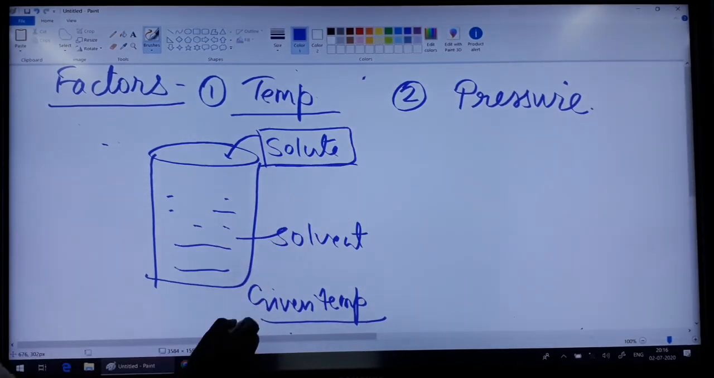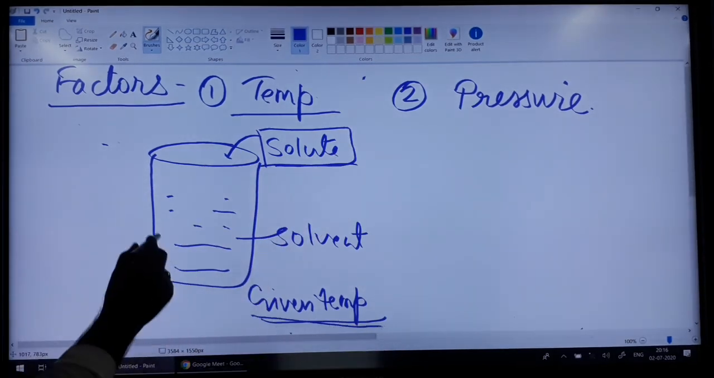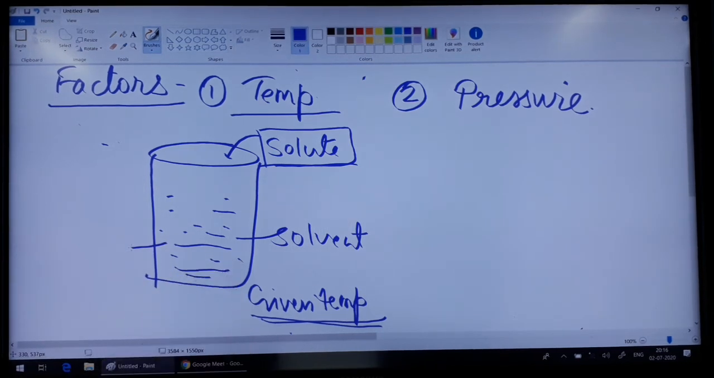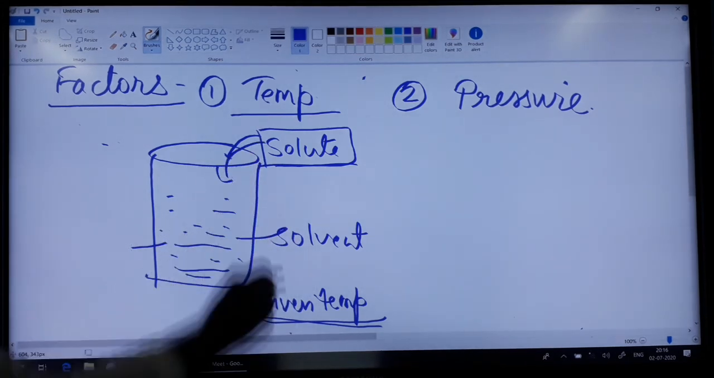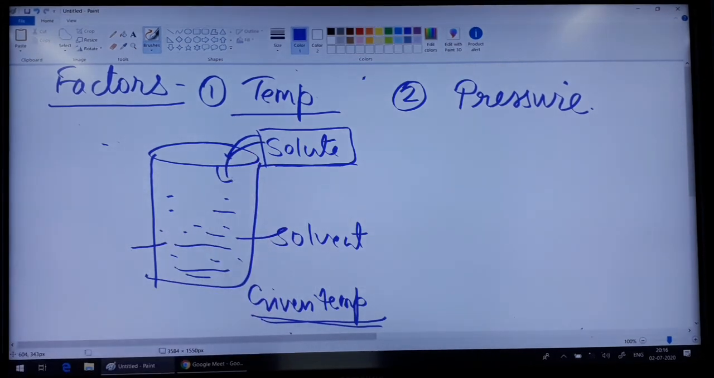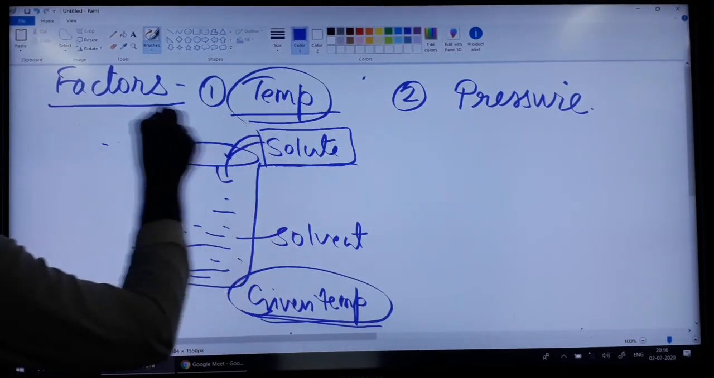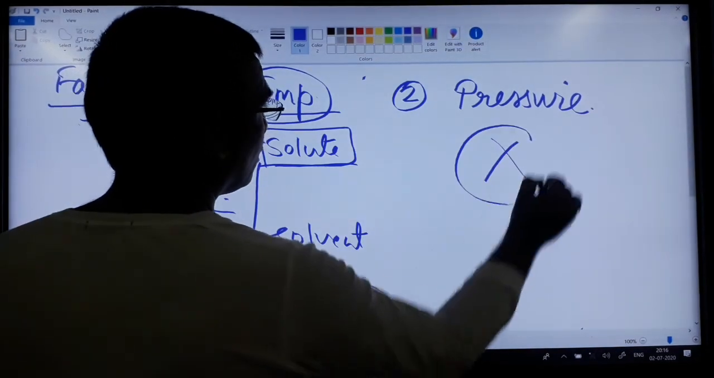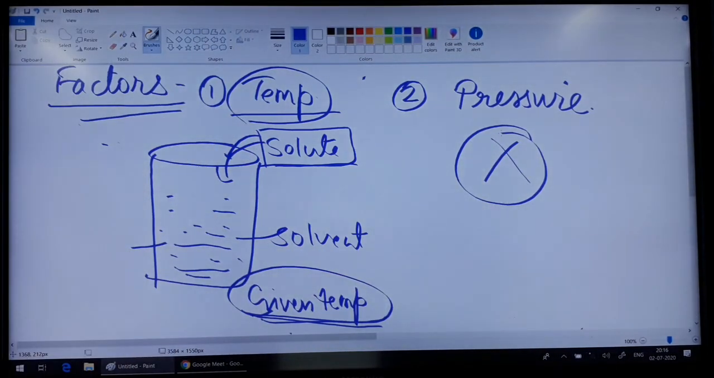Okay. Now what happens when you increase the temperature? The movement of solute particles is increased, the space between particles is increased, and more amount of solute can be dissolved in this water. So we can say that on increasing temperature, solubility also increases. There is no role of pressure on solubility of solid in liquid.